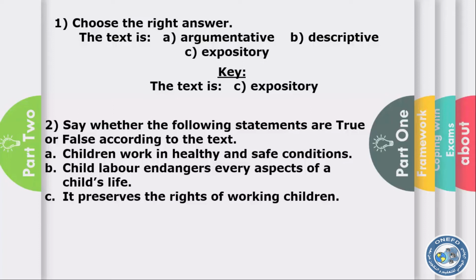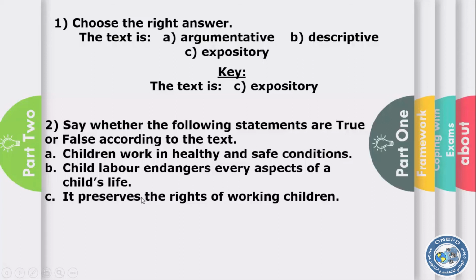C: it preserves the rights of working children. What do we mean by it? Who are we talking about? We are talking about child labor. Is child labor preserving the rights of working children? Normally, since statement B is correct, statement C would not be correct, because if child labor is endangering every aspect of a child's life, it does not preserve the rights of working children.